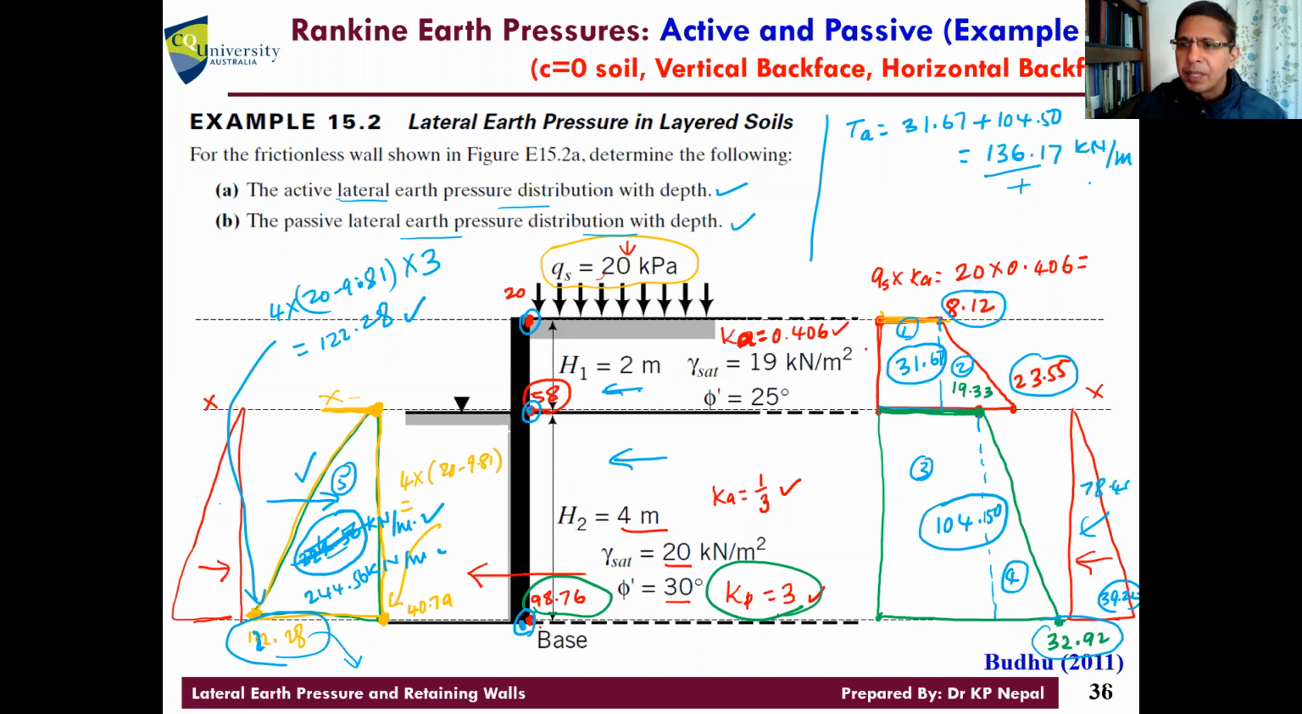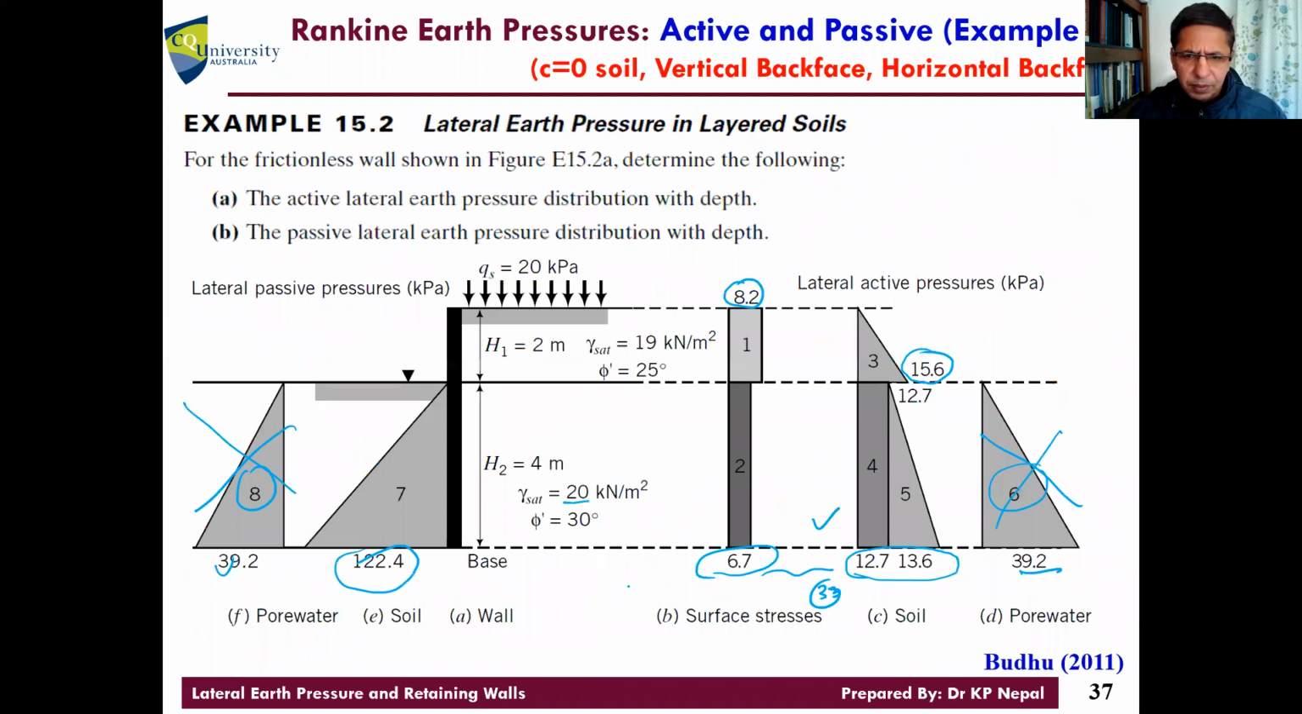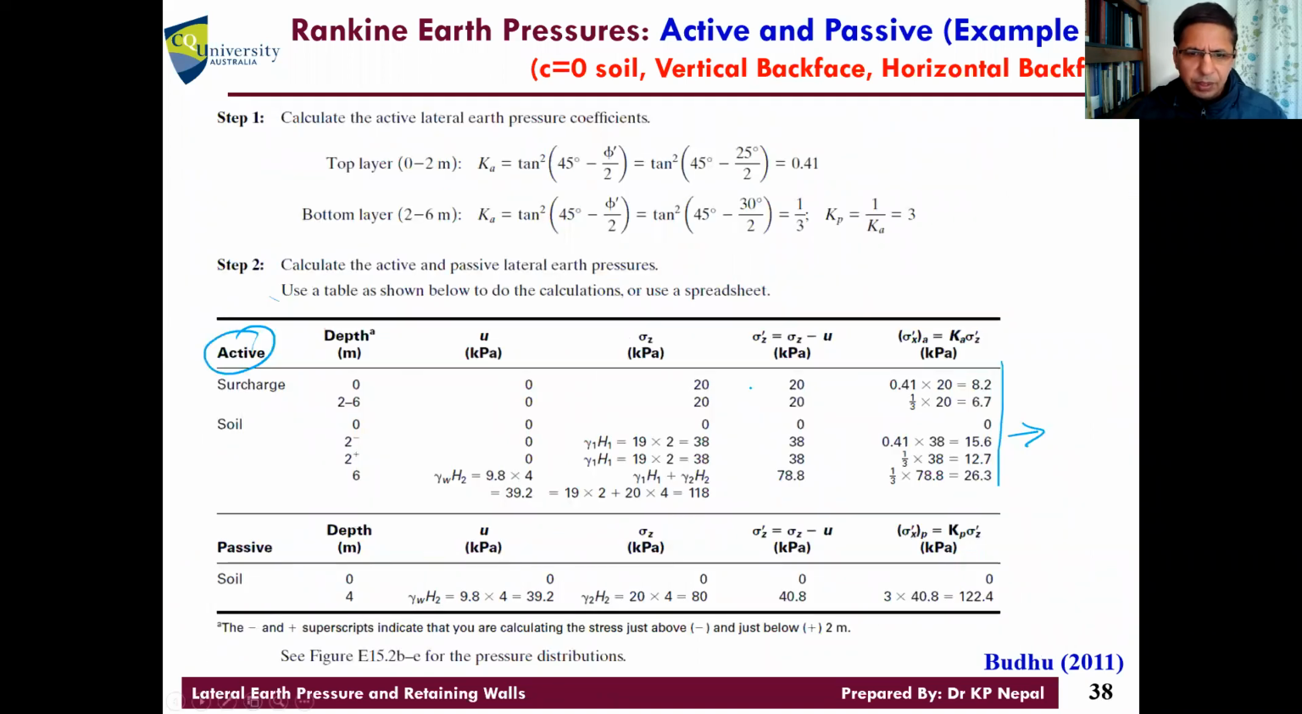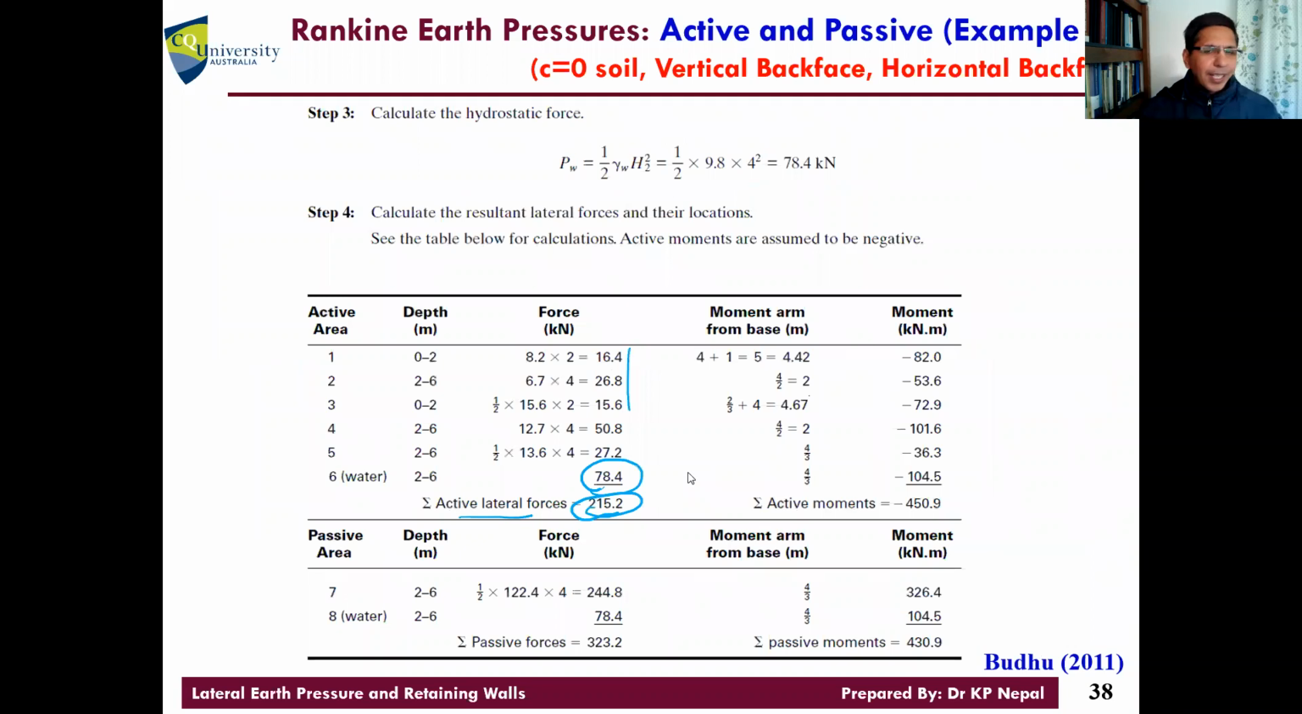78.48, right? If you sum them together, how much will be the total active pressure? 136.17 plus 78.48. So total is 215 kilonewton per meter. That's the total active force. Is that what they got for the active total? Oh, that's not the force. You see 215, yeah, it matches with ours. Anyway, okay, that's all good.